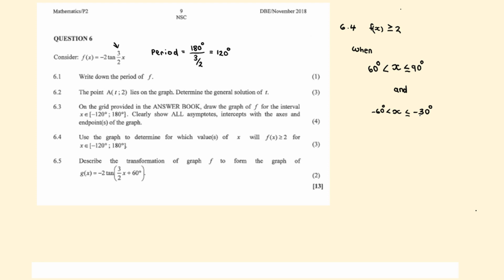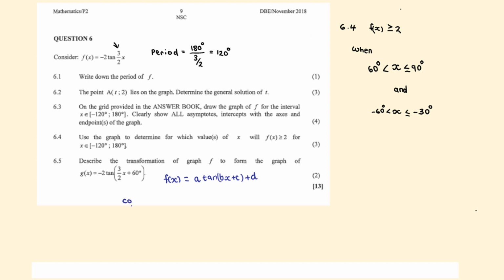Question number 6 says determine the transformation of the graph to form the graph of g of x is equals to -2 tan of 3 over 2x plus 60 degrees. Okay, so obviously now we've had a horizontal shift. However, don't be too quick to say that the graph has been shifted to the left by 60 degrees, because actually how this equation has been written, it hasn't taken into account the fact that b hasn't been factored out. So currently this equation is in the following form.